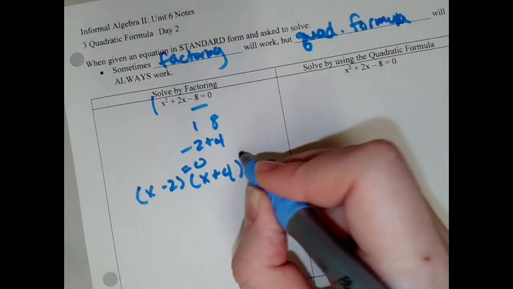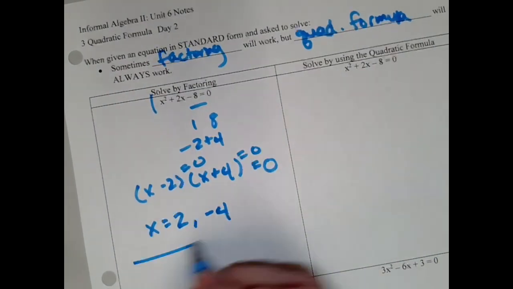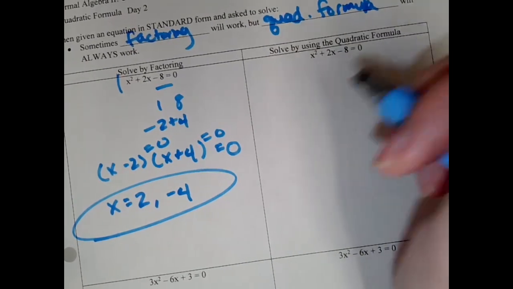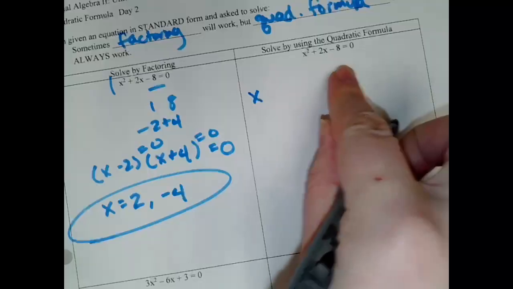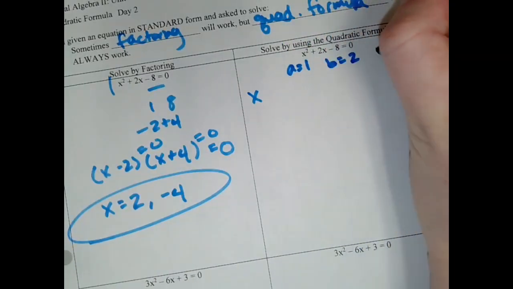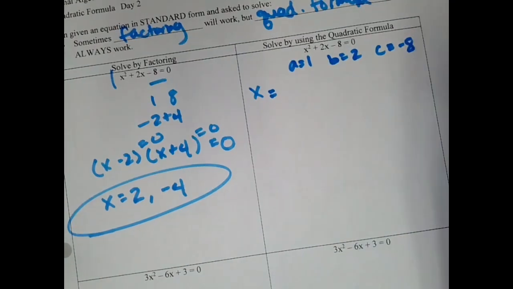Set each part equal to 0. You get positive 2, negative 4. I feel like that's pretty straightforward. That's easy. If factoring works, that's wonderful. Just so you know, this is the same equation where a is 1, b is 2, c is negative 8. I'll show you that the quadratic formula also would have worked.